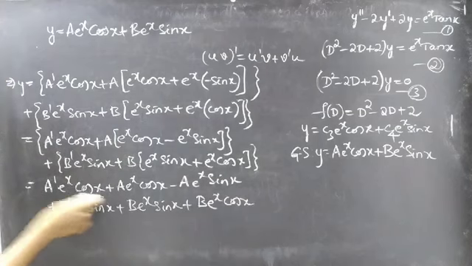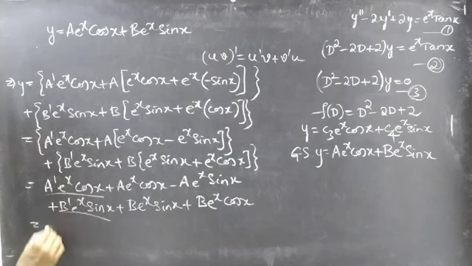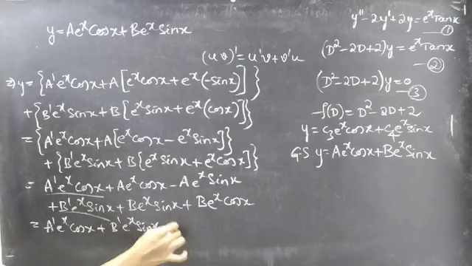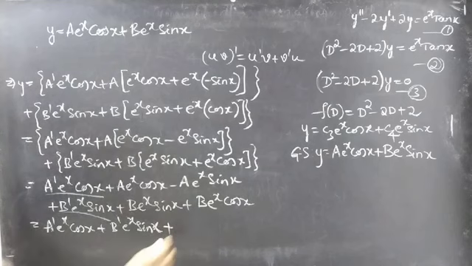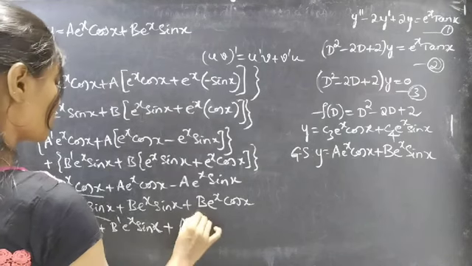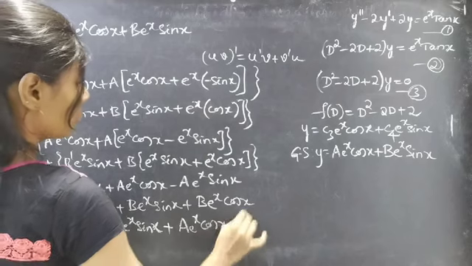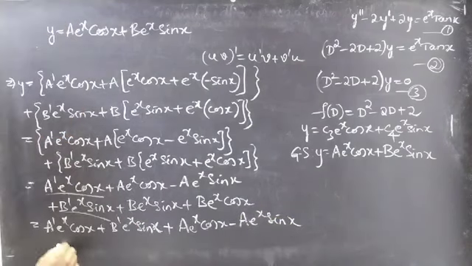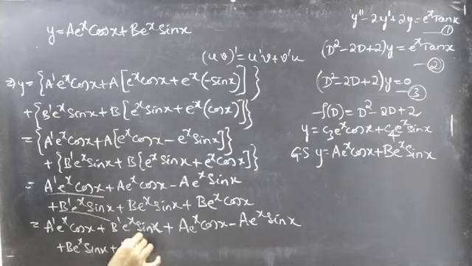Now write the terms involving a dash and b dash. Firstly, we'll get a dash e power x cos x plus b dash e power x sin x. Now write the terms involving a. We'll have a e power x cos x minus a e power x sin x. Now write the terms involving b. Plus b e power x sin x plus b e power x cos x.